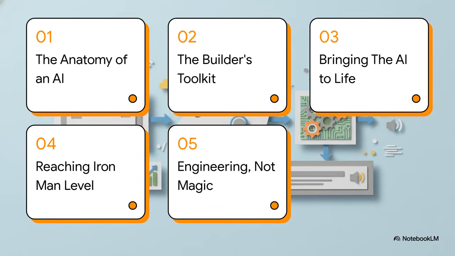Here's our roadmap. We'll start with the anatomy of an AI. Then we'll look at the builder's toolkit you'll need. After that, we'll get to the fun part, bringing the AI to life. Then we'll dream a little and talk about reaching Iron Man level. And we'll wrap it all up with a really important idea. This is engineering, not magic.